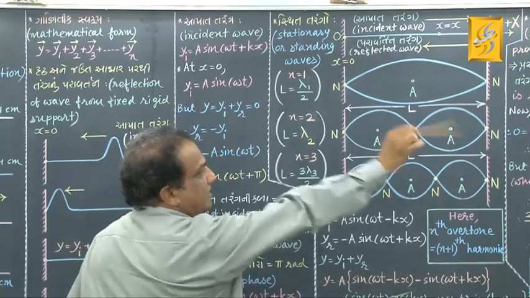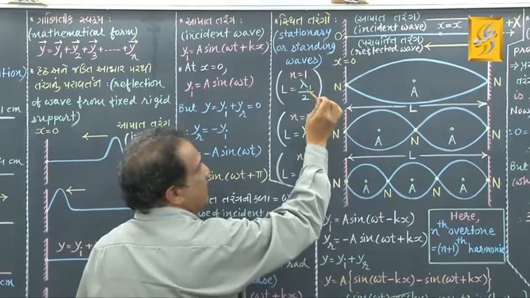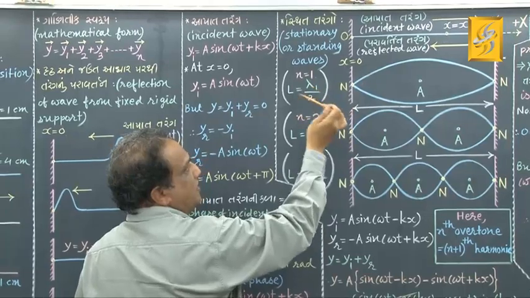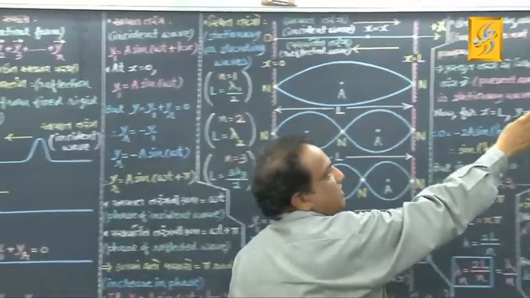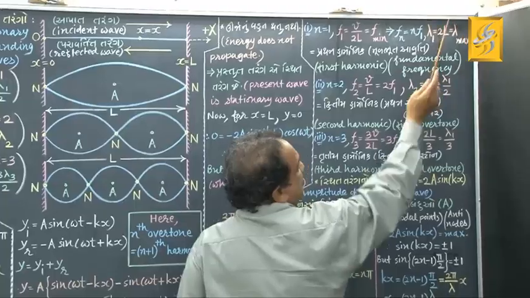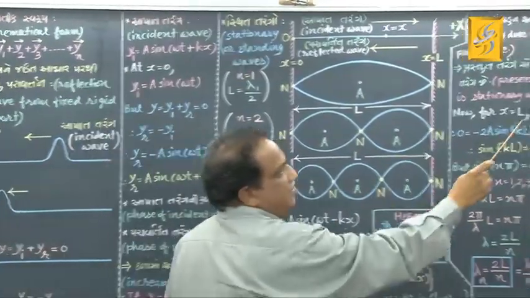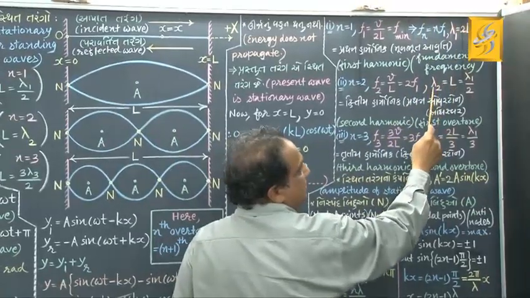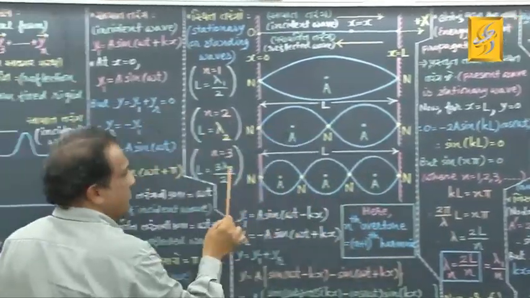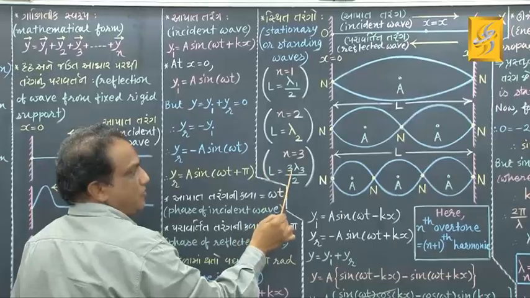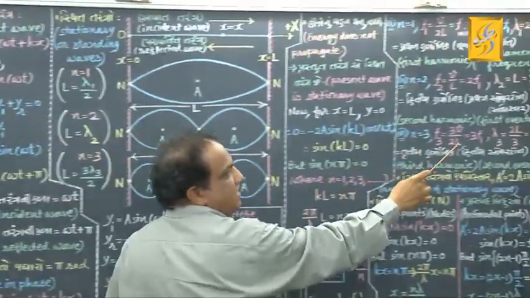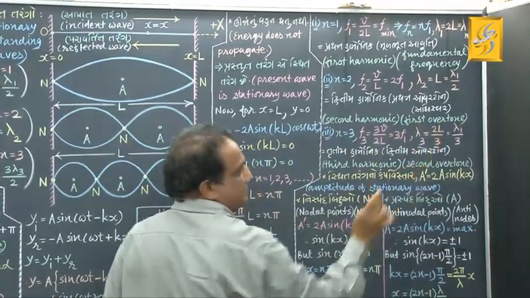Fine. From here, if you find out lambda 1, will it not be 2L? Here it is. Lambda 1 equals 2L. Correct? Come on, find out lambda 2 from here. Lambda 2 is L. Got it? Come on, find out lambda 3 from here. It will be 2L upon 3. Lambda 3 is 2L upon 3.